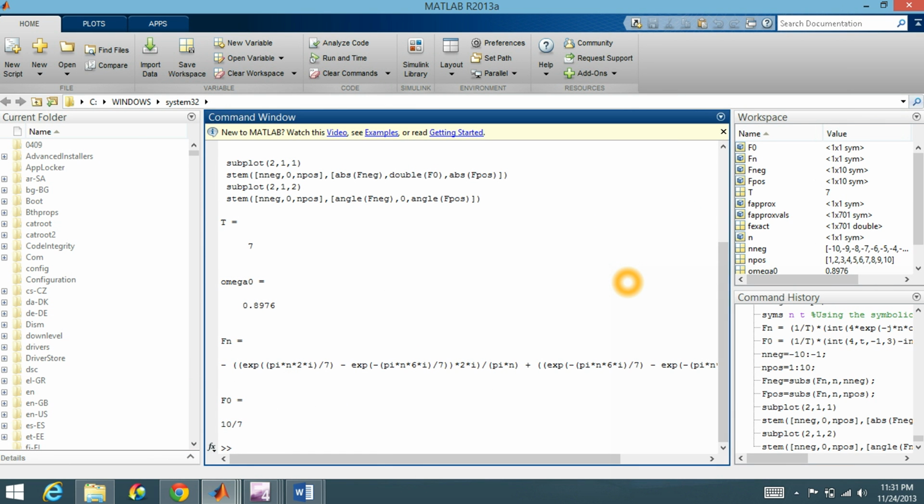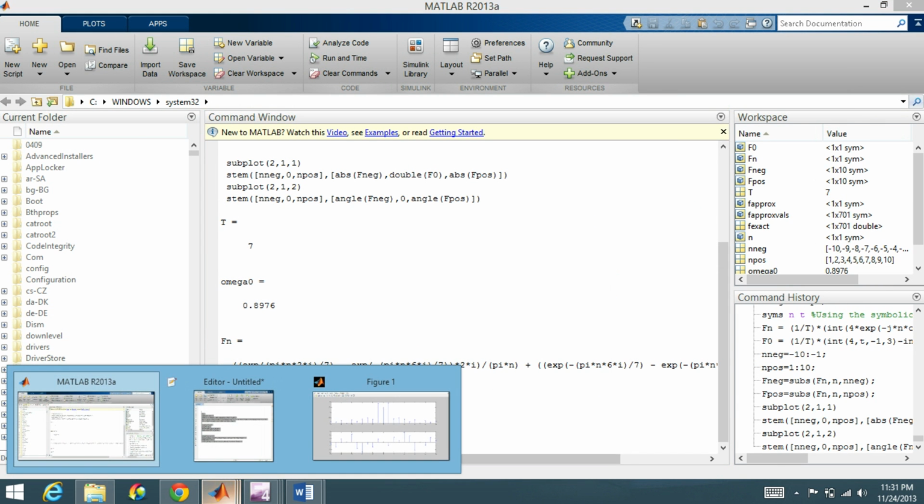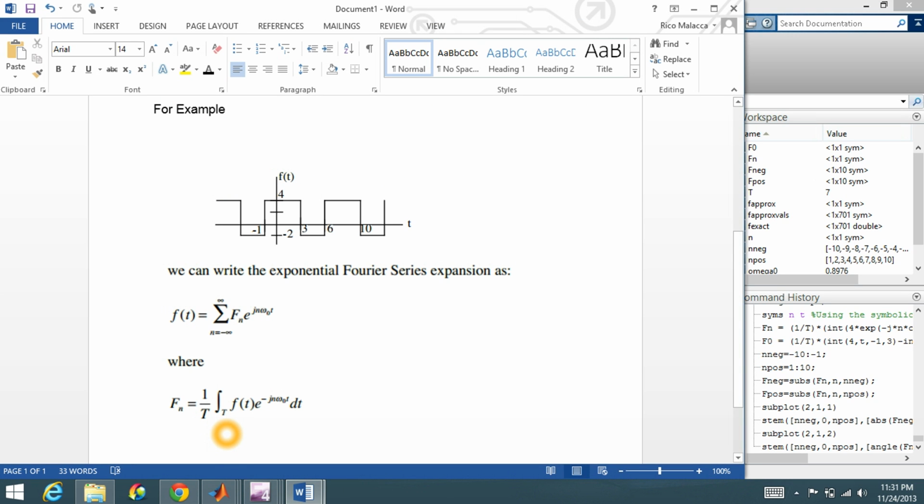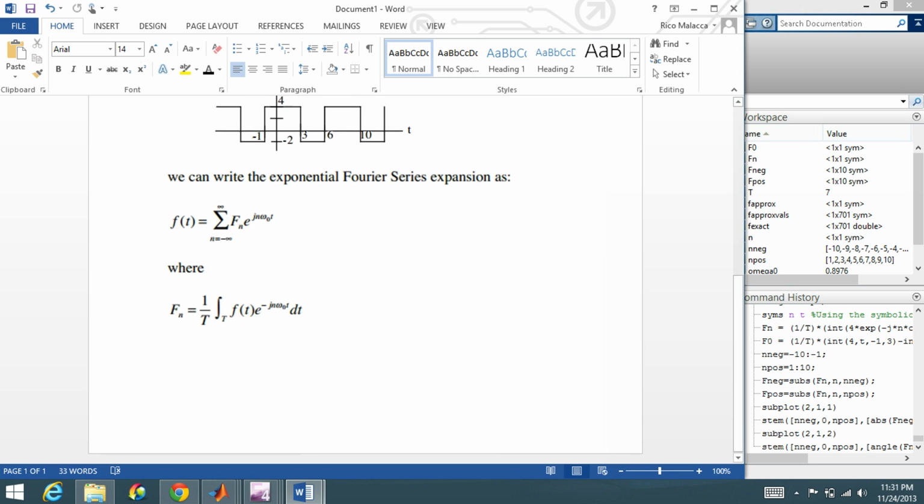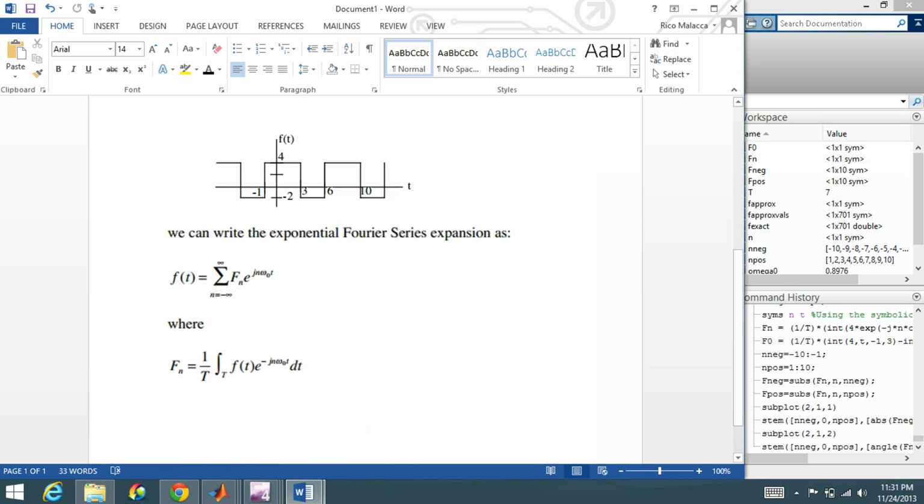So luckily we have Matlab to help us find the coefficients, because as you can see from the formula, the integrals can be tricky and it can take a while to do them by hand. But with Matlab, with simple commands, it takes us a fraction of the time to do it.